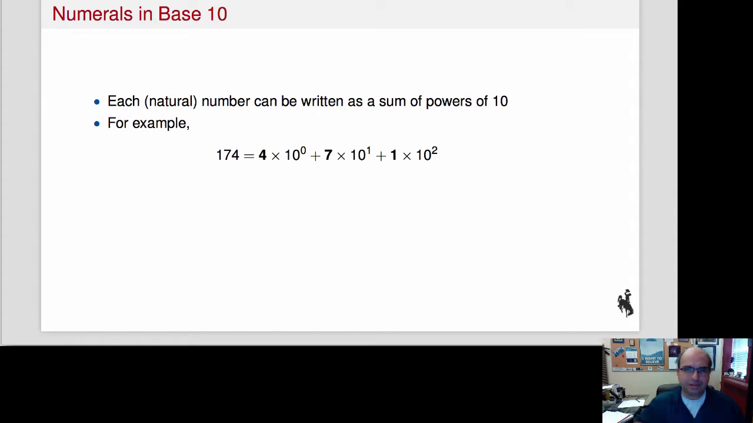So let's talk about the numerals that are base 10. Those are the ones we're used to. Each natural number can be written as a sum of powers of 10, and that's what we use to be able to write those using base 10 numerals.